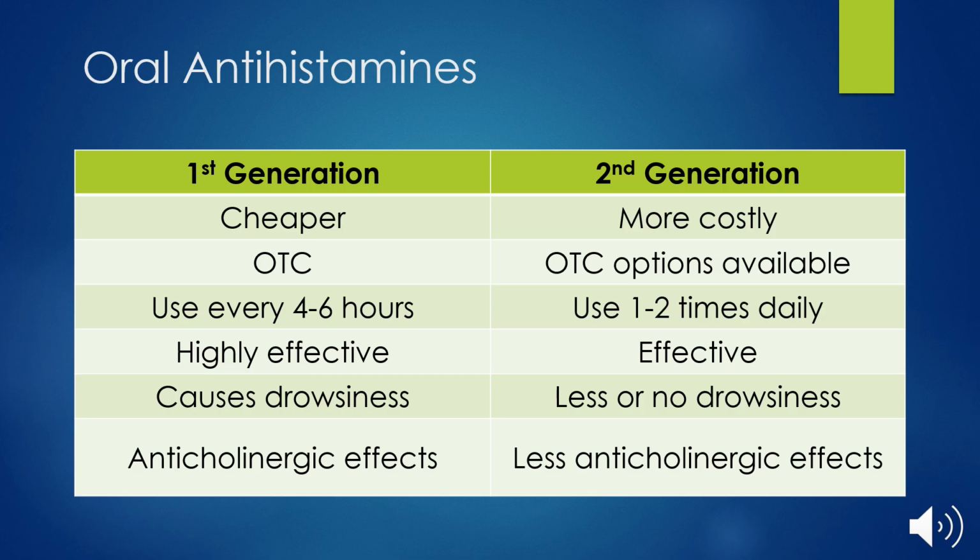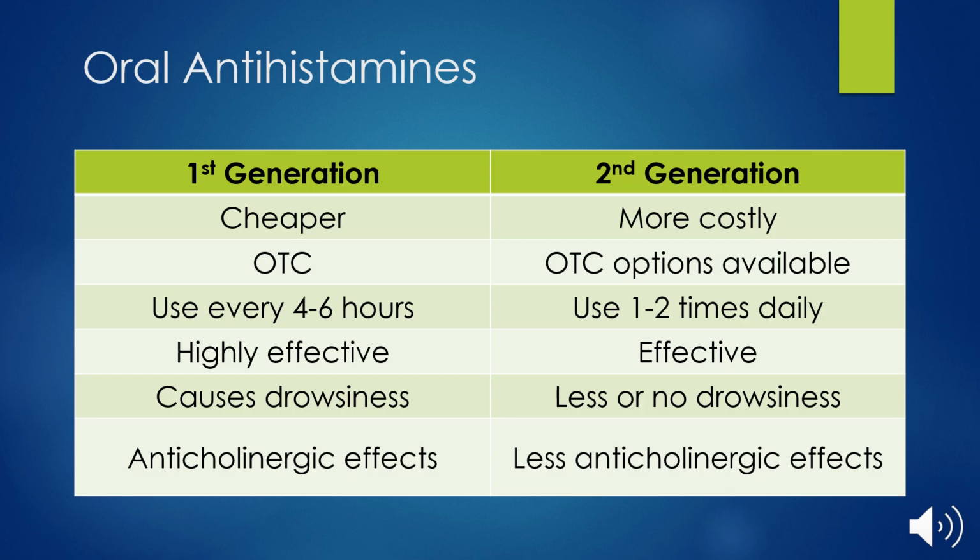Second generations are a little more costly. They're still very, very affordable in most cases. Some of the over-the-counter ones that are brand name only are still kind of expensive compared to the first generation ones, but there's still a lot of generic Claritin or Zyrtec available options that are very cheap. They have lots of OTC options and some prescription-only options.